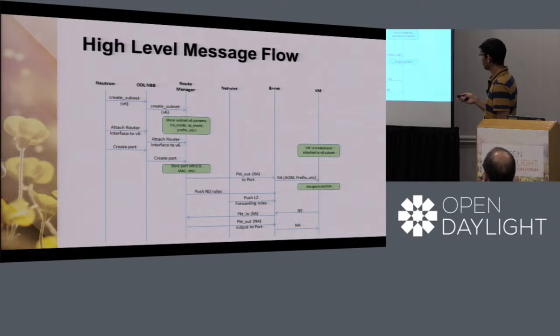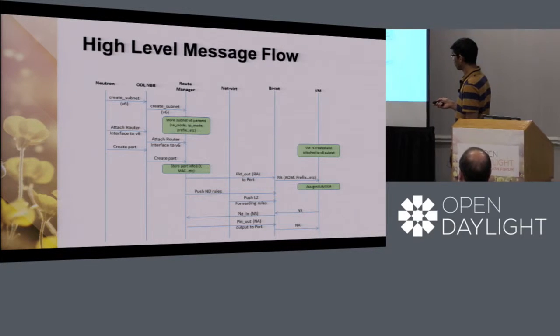Similarly, on creation of a port, it updates its database. And when a VM is created and attached to the v6 subnet, the route manager will do periodic route advertisements, with whatever information is applicable for that tenant, to the outgoing port, so that the switch will forward the route advertisement messages. Similarly, if a VM sends a router solicitation message, it will be responded to by the route manager component.